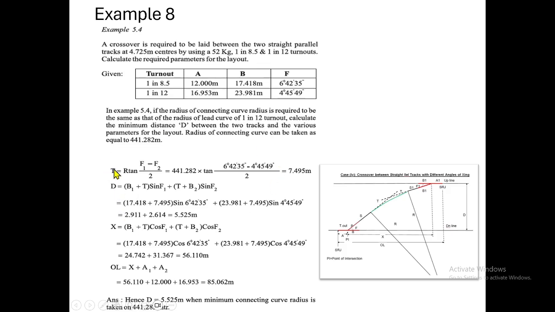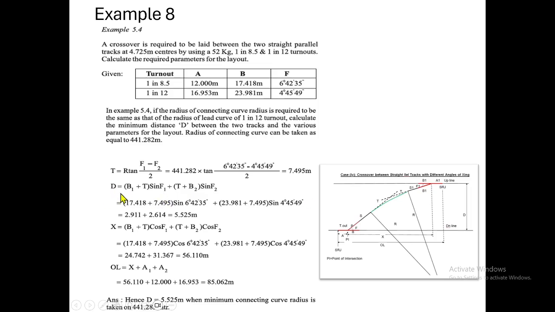So we have to find out the tangent length for the crossing available, for the curvature connecting the curvature. Okay. So we are getting 7.495 meter as our tangent length here. Here also we assume that there is no S between the heel of crossing and the tangent. Behind the heel of crossing, we don't have S in both the crossings.